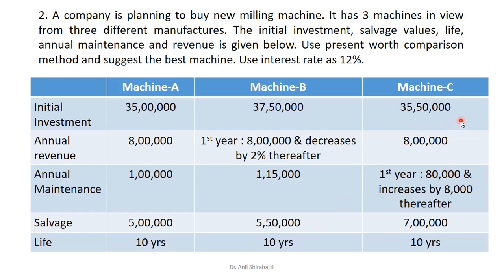In case of machine 3, there is an initial investment of 35.5 lakhs. Annual revenue remains constant at 8 lakhs. But in case of annual maintenance, the first year it is only 80,000, and thereafter it increases by rupees 8,000. The salvage value is 7 lakhs, and the life is also 10 years. When a situation like this comes, we have to use the comparison method and decide which gives the best alternative. So let's solve this one by one.